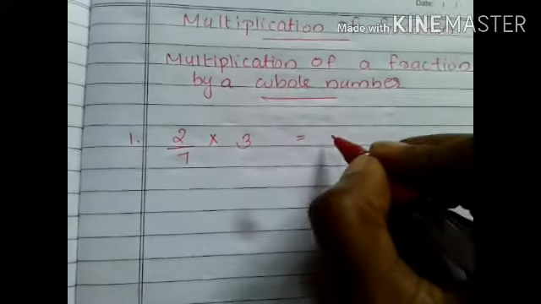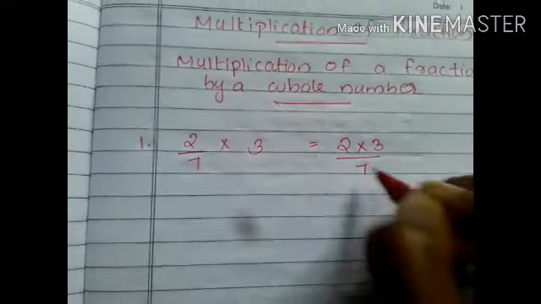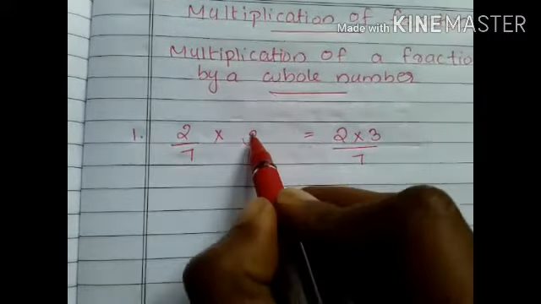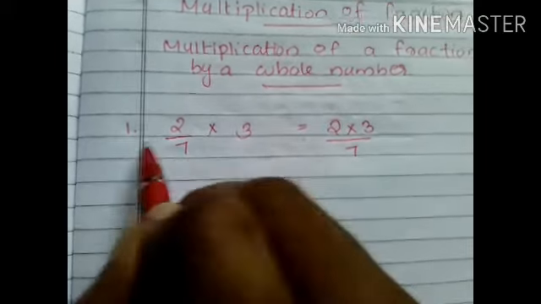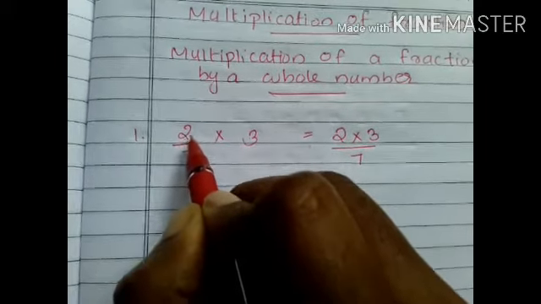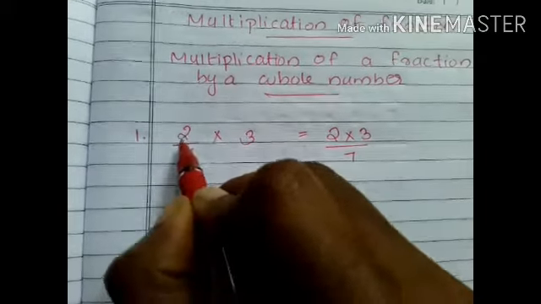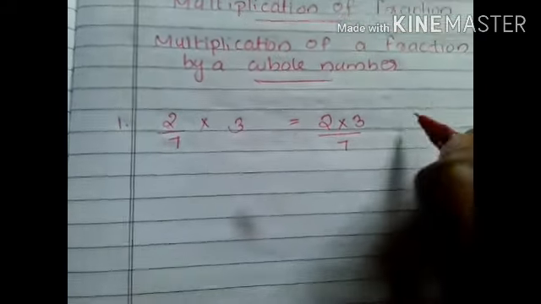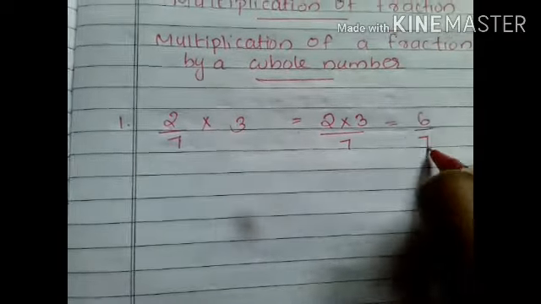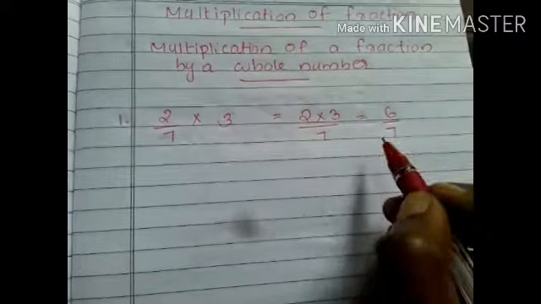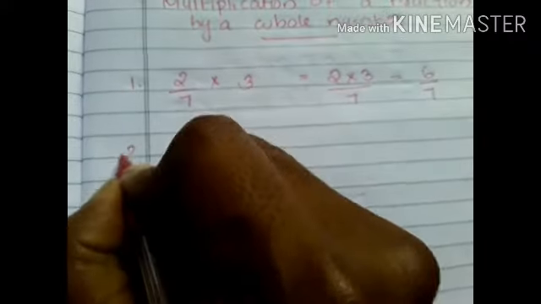Then 2 into 3 divided by 7. 3 is the numerator, so we multiply it with 2. So 2 into 3 divided by 7. 2 into 3 is 6 by 7. It is a proper fraction.